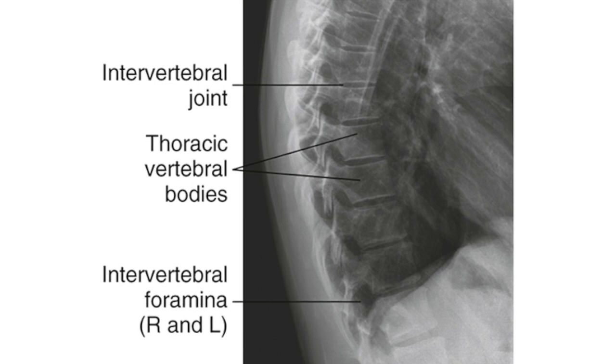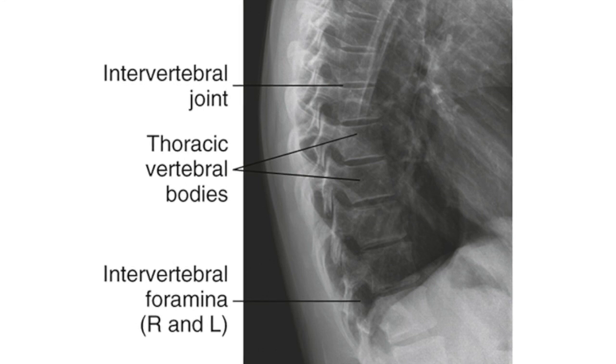In this image shown of a lateral T-spine, you can see the intervertebral joints, the thoracic vertebral bodies, and the intervertebral foramina of the right and left side.